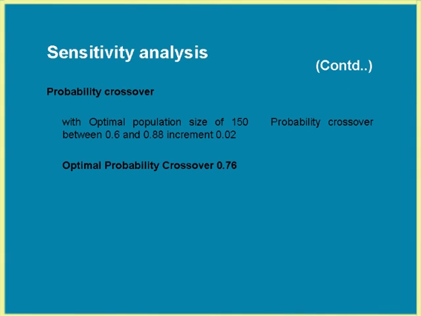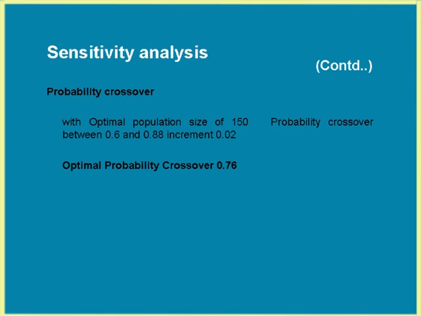That means after that, whatever the population, the chromosomes are well mixed, with the population of 150. So I assume that the optimal population is 150 for this problem, and this varies from problem to problem. With the optimal population of 150, everything was run for a probability of crossover of 0.7.